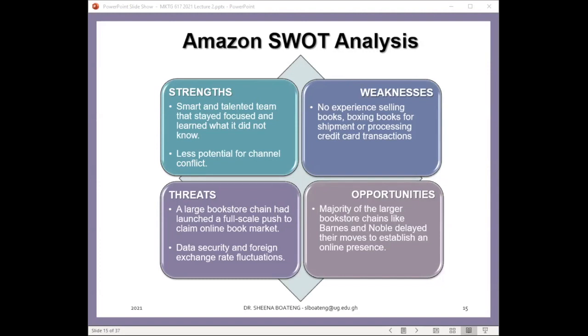And the number one threat was the fact that even though most of the firms had not launched a large scale push to sell books online, they were nursing the dream. They were in the planning stages of launching it, even though they had not fully launched it yet. So that was an imminent threat, that they had a direct competitor who was in plans and in talks to also launch an online presence to sell books, right?